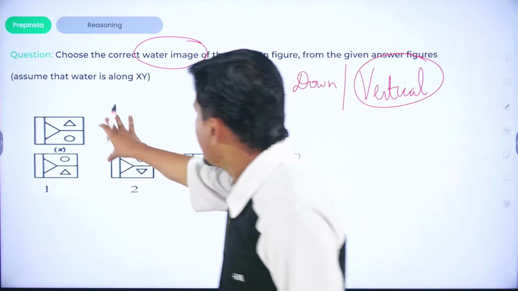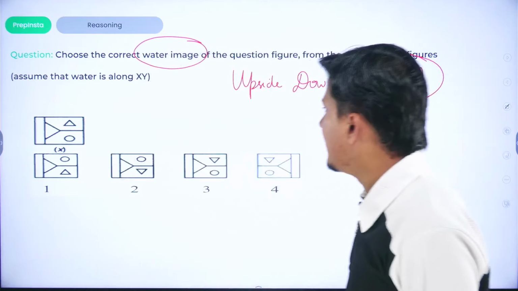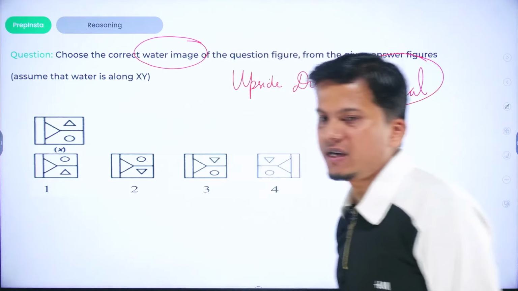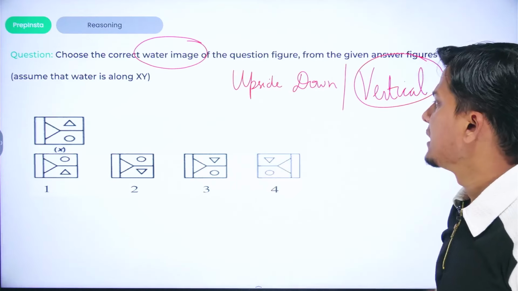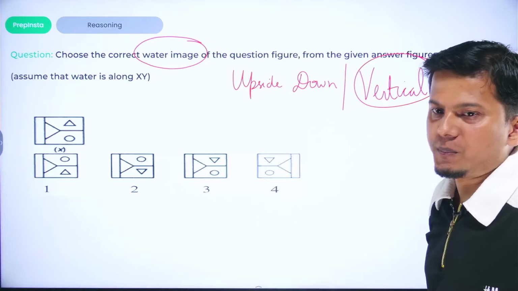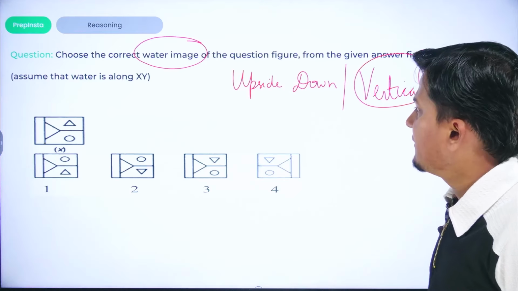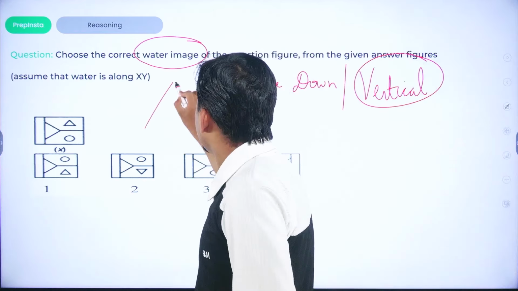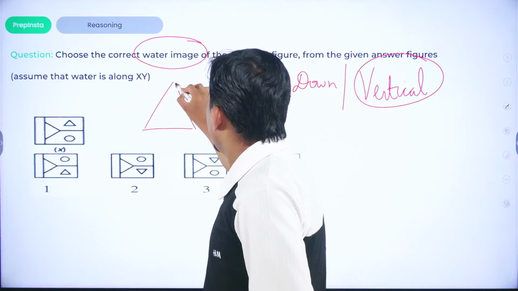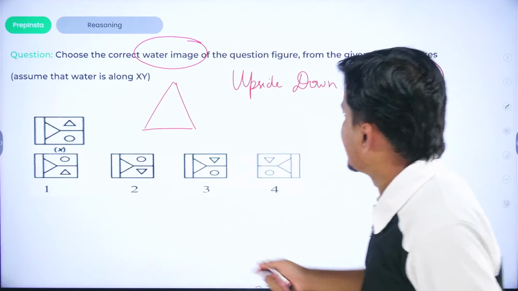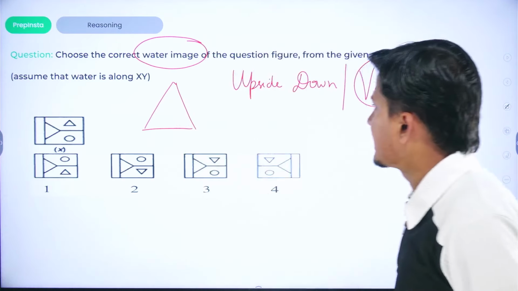This is the problem figure, and these are the options 1, 2, 3, 4. You need to determine the right option, right? So first of all we will see the triangle. Here the topmost point is here, and there is a base which is at the bottom.